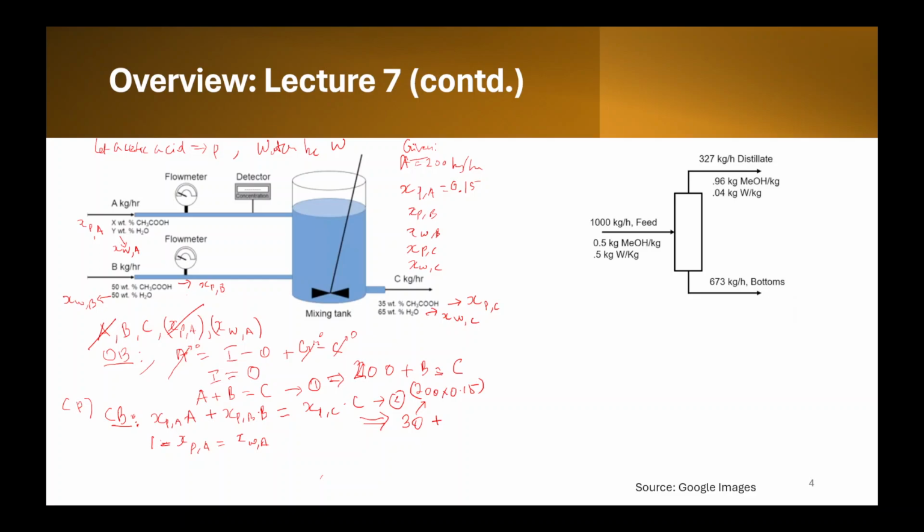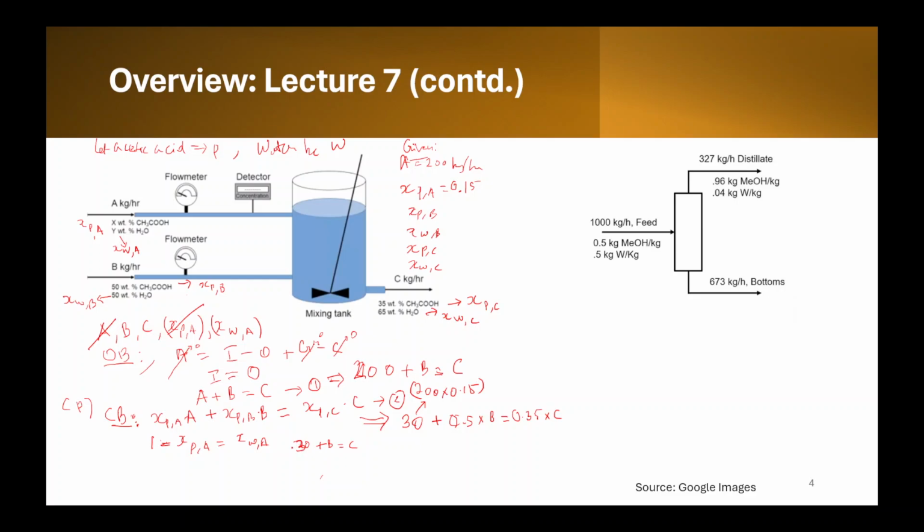So what would be XPB here? Can anybody tell me? All right, so XPB will be 0.5 into B equals XPC, which is 0.35, into C. So these are the two equations now: 30 plus B equals C, and 200 plus B equals C.